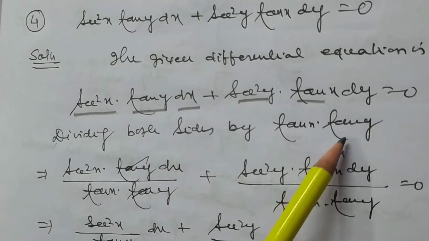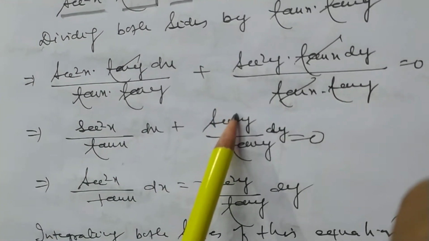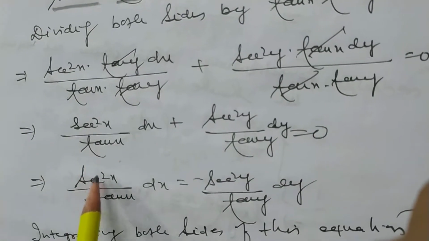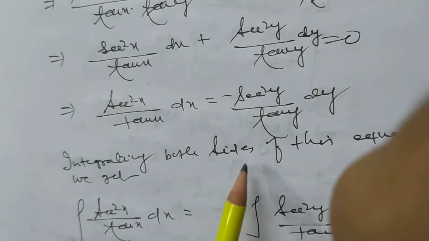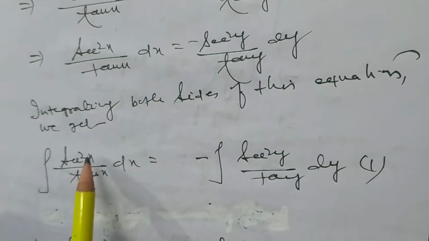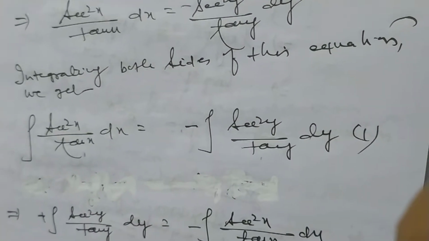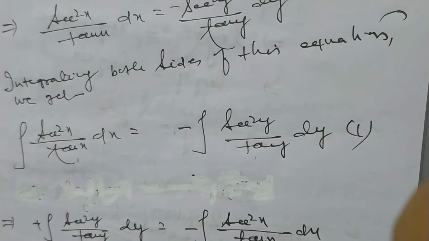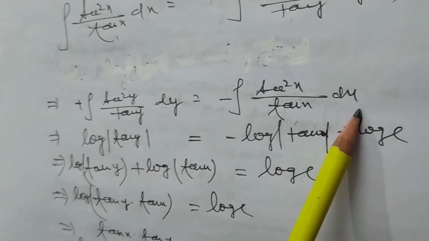Dividing both sides by tan x into tan y, we have sec square x by tan x dx plus sec square y by tan y dy is equal to 0. It is sec square x by tan x dx minus sec square y by tan y dy. Integrating both sides, the equation we get sec square x by tan x dx minus sec square y by tan y dy.